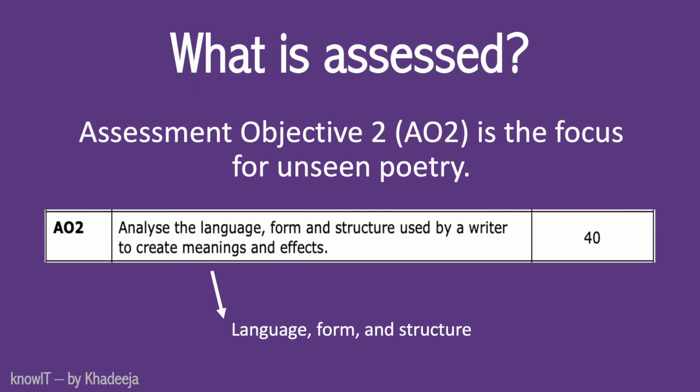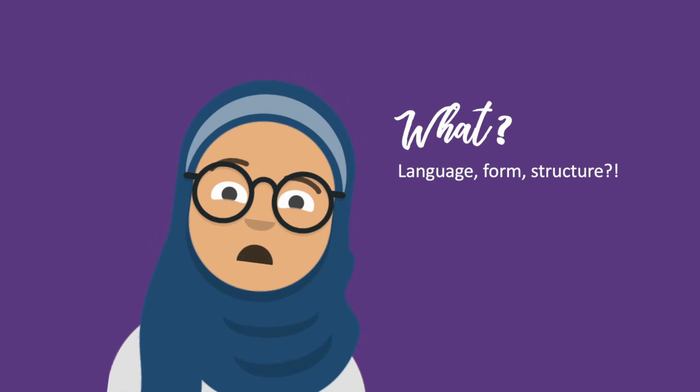Now for the unseen poem, the main thing you need to focus on is obviously going to be language, form and structure, which is written over here in the cutout. But not only that, you also have to focus on meanings and effects. So not just language, form and structure, but also the meanings and the effects that they have on the readers. This is very important. Now don't get confused thinking, how do I know what is what, and how do I know where to find it in a poem?